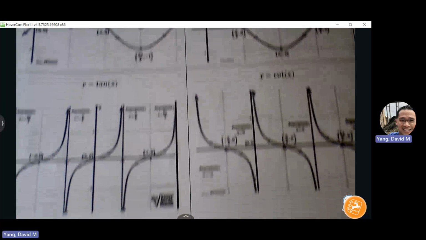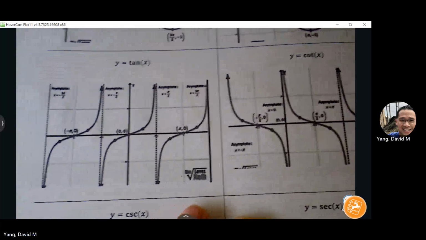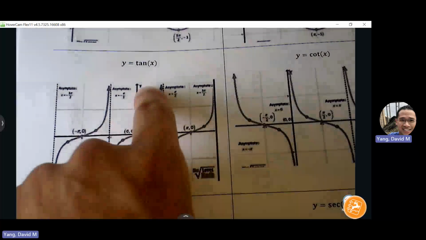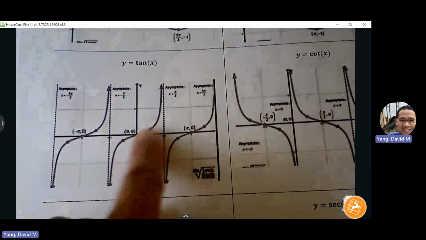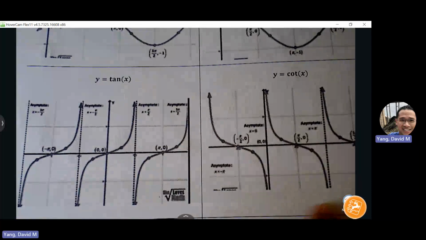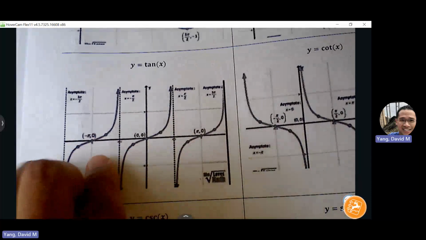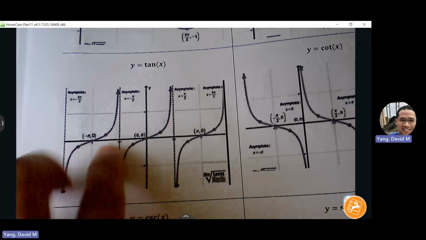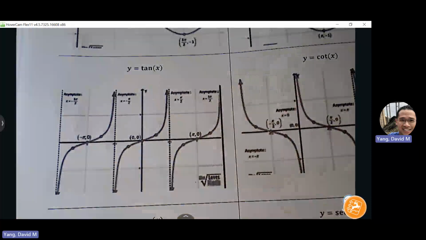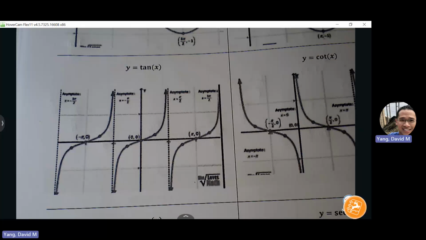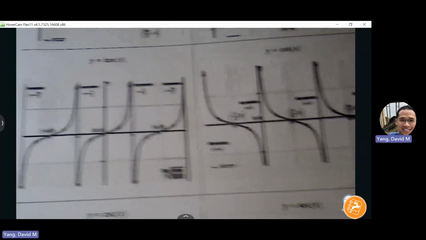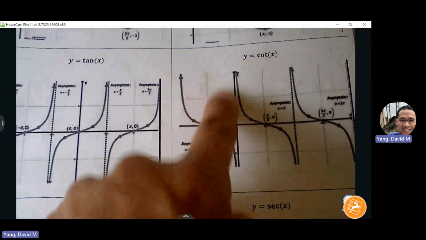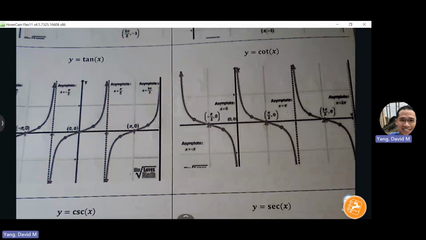Tangent and cotangent look similar in the sense that they look like negative and positive slopes of each other. Tangent has positive slopes. Cotangent has negative slopes. Tangent has a period of pi, so it's going to keep repeating every time we reach that interval of pi. Cotangent is the same thing, it just has more of a negative slope look to it.